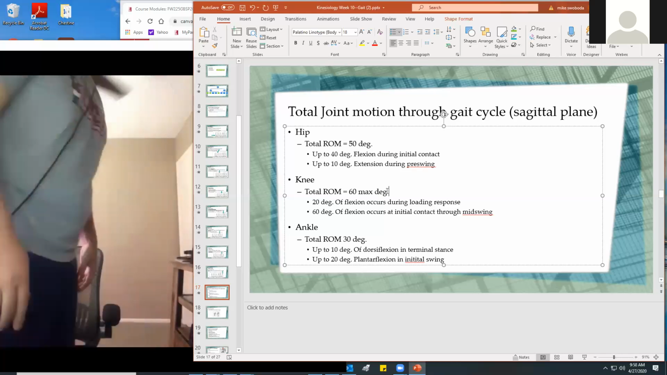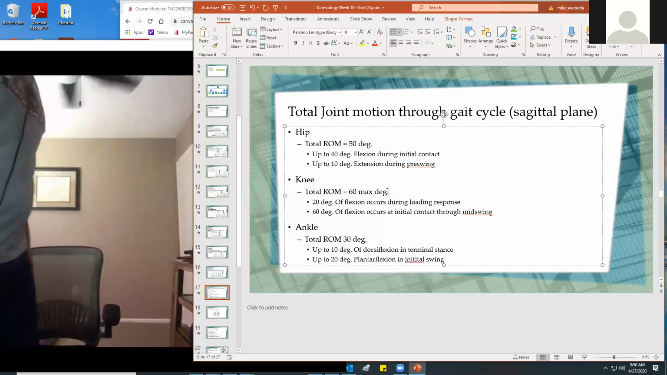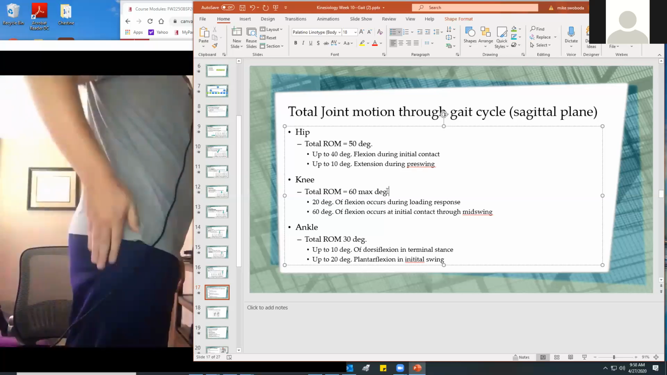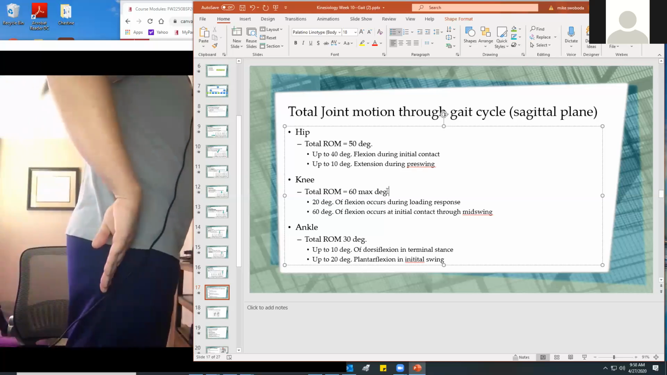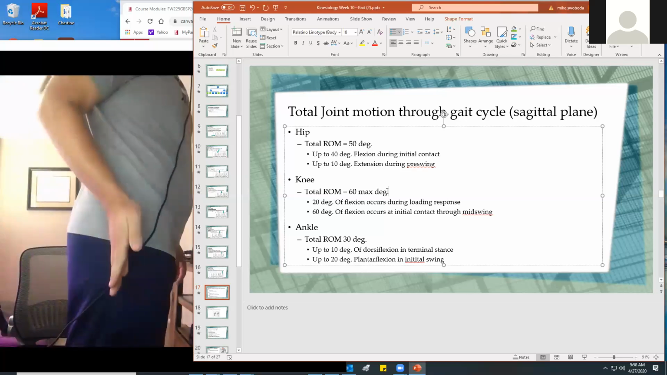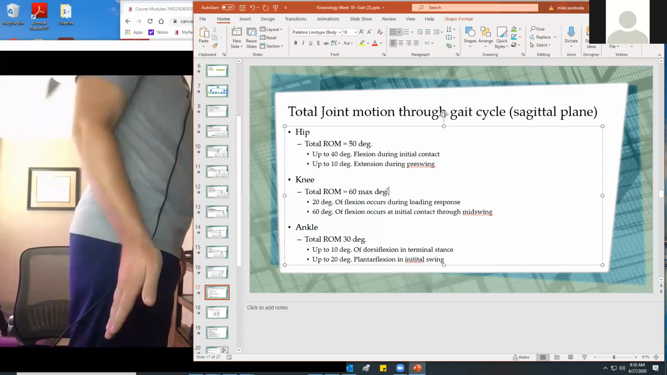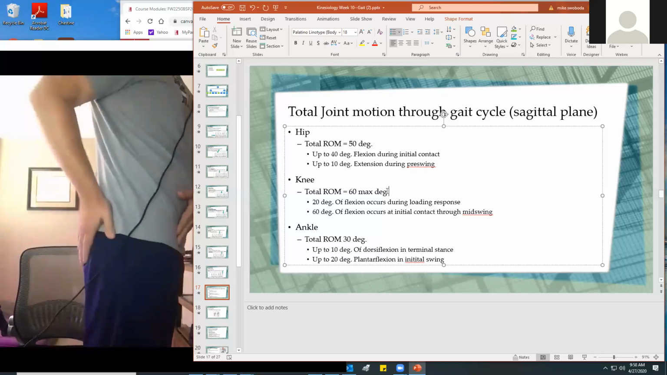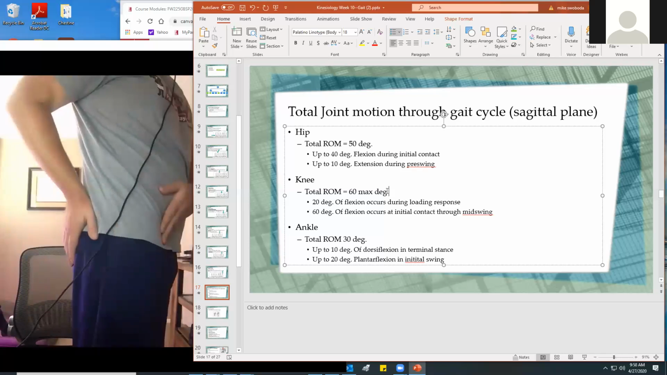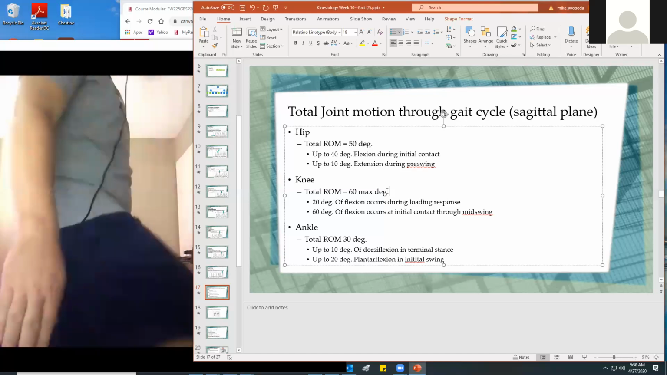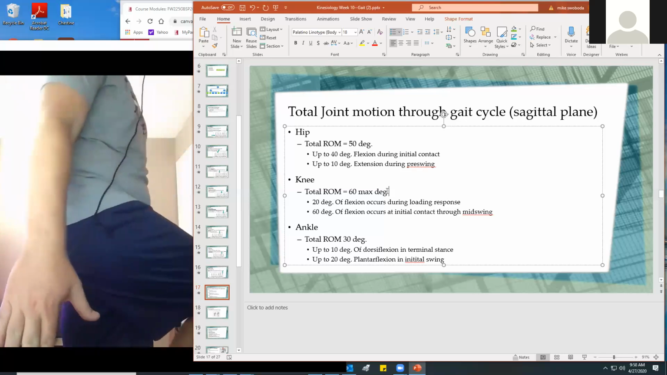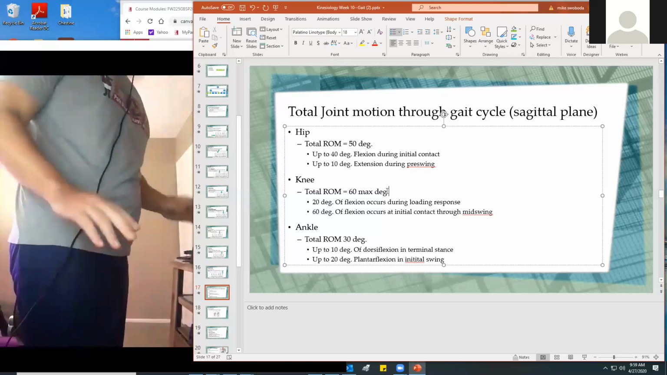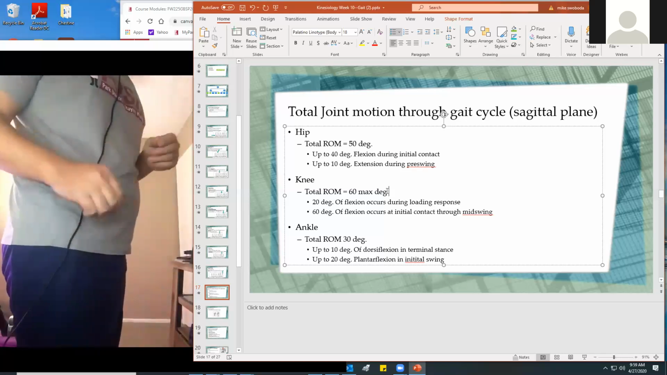When I get into that pre-swing phase, so pre-swing will be where my foot is about to leave the ground. Now I get into about 10 degrees of hip extension. So if this were straight down, my hip extends about 10 degrees. So your hip really only moves about 50 degrees during the average gait cycle. Now, if I'm running, of course, my hip is going to flex a lot higher and I'm going to extend a lot farther. But with just the walking phase, or the walking style of gait, only about 50 degrees.